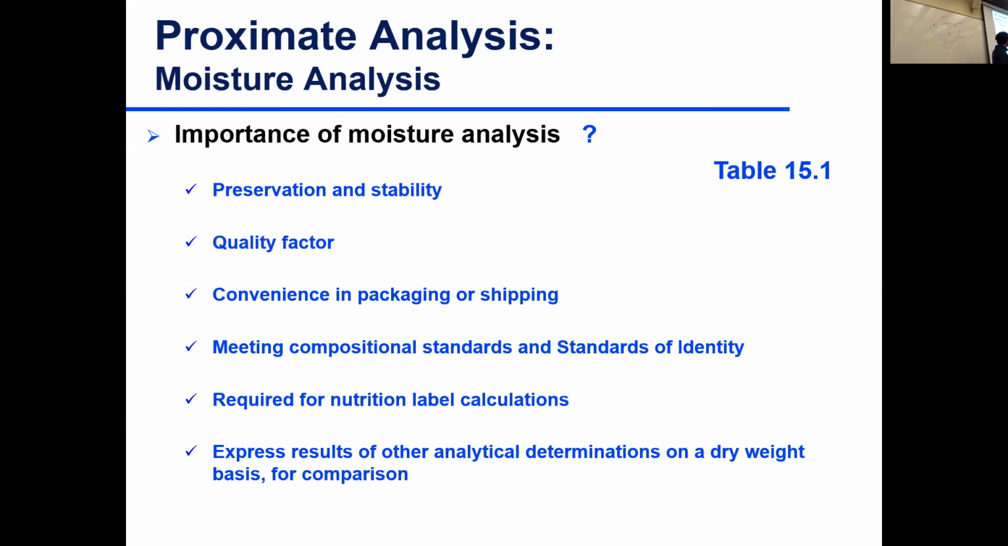So it is a quality factor, and also oftentimes it's part of standard of identity. For example, milk is 87% moisture. If the milk has 95% moisture, the milk is adulterated. So it's a quality check and a standard of identity check. We talked about packaging, shipping, processing too, and then it's required for the nutrition label. We don't list it on the nutrition label, but it's required to calculate percent total carbohydrate.